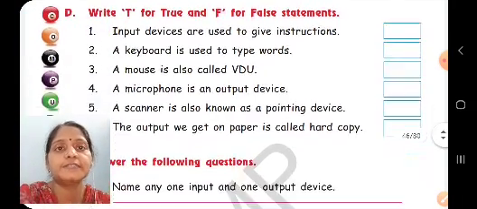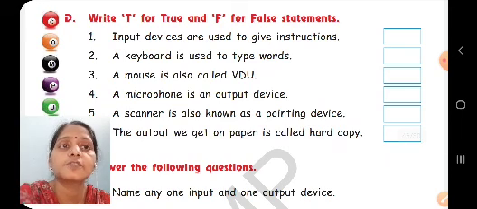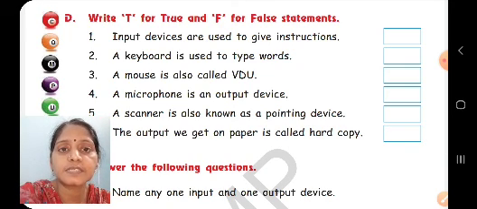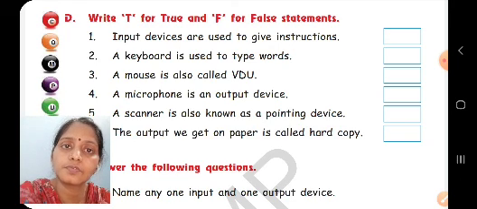So you will write T for true and F for false statement. Children, here we have 6 statements. We are going to read it out and tell whether the statement is true or false.